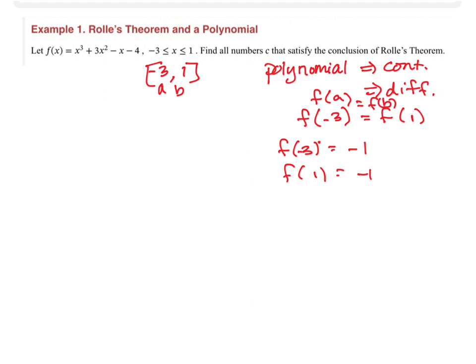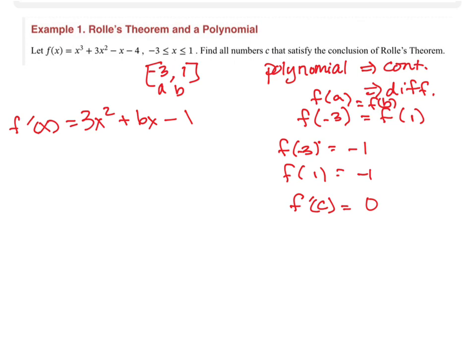It says find all numbers C that satisfy the conclusion. So now we know we can use the conclusion, or we can use the theorem. Because they're equal, now we know that there's some value f prime of C that equals 0. Our job is to go find C. So what do you think we should do first? Take the derivative, derivatize. So f prime of x, yay, power rule: 3x squared plus 6x minus 1.